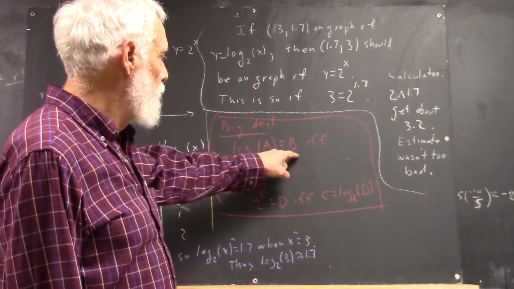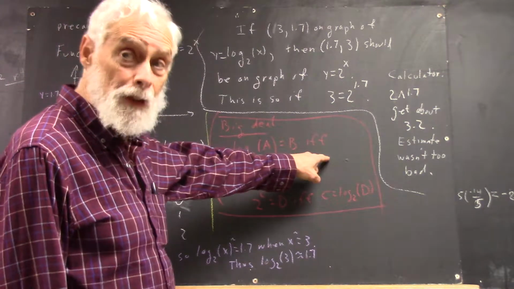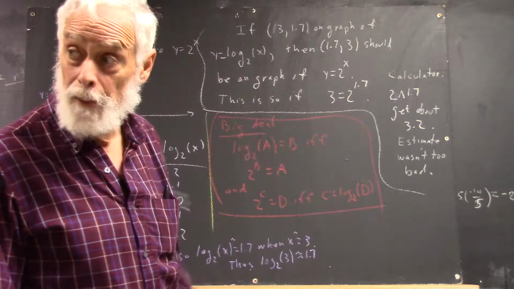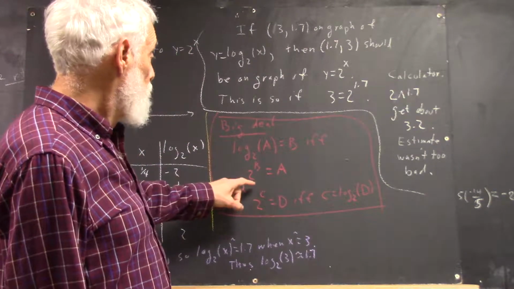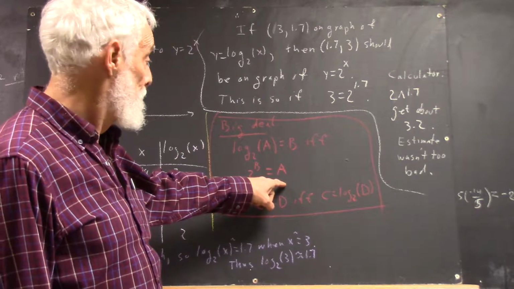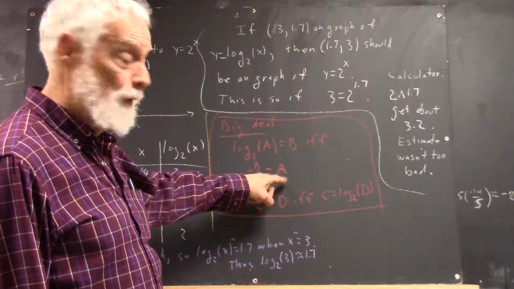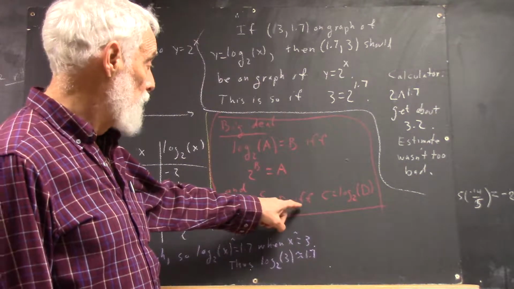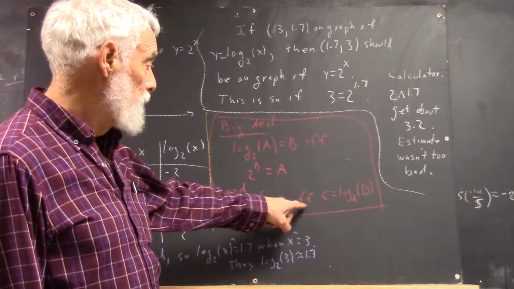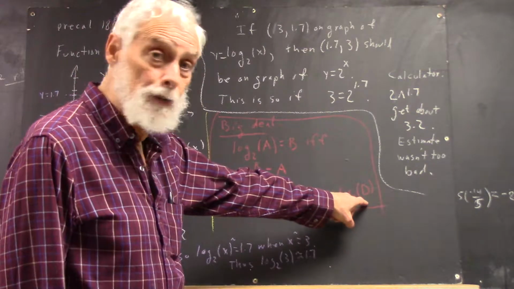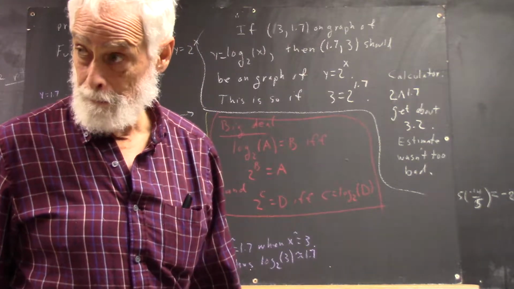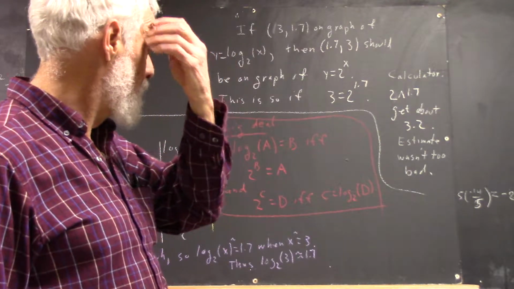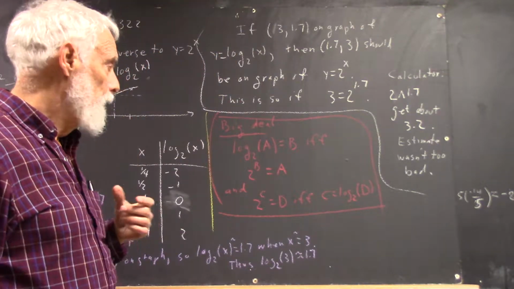Log base 2 of A equals B means exactly the same thing. I say if and only if, that means it means exactly the same thing as 2 to the B equals A. Also, 2 to the C equals D means exactly the same thing as C is log base 2 of D. It's an inverse. Now you can translate that in terms of the graph, and I probably will at some point. Right now, just believe me.